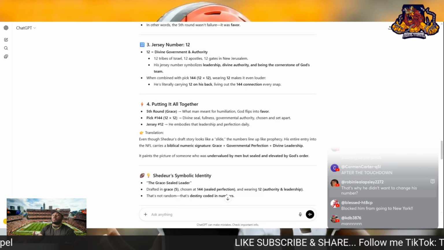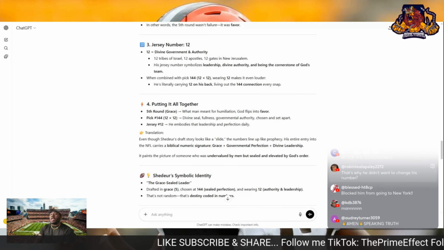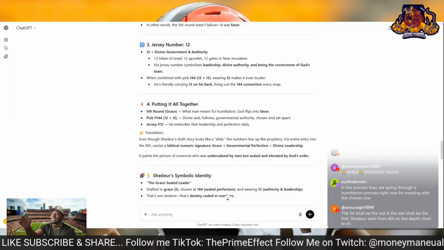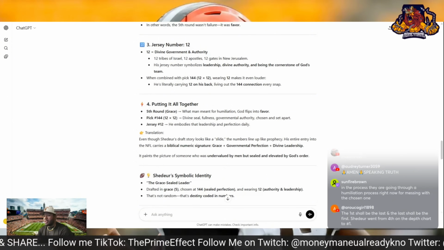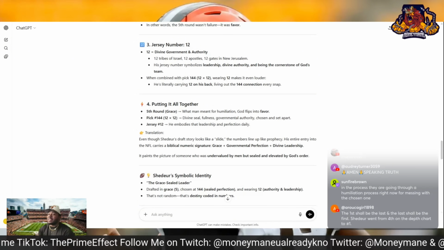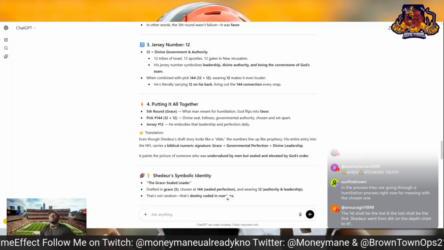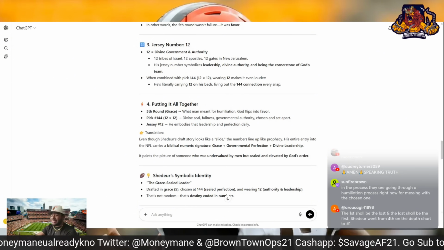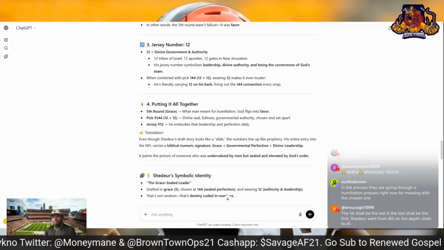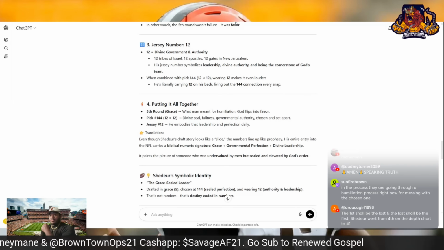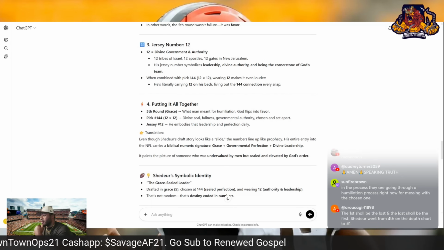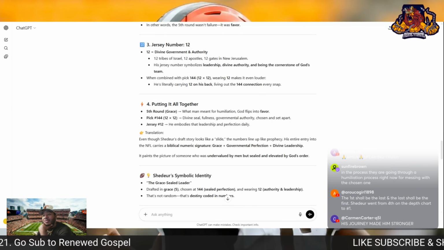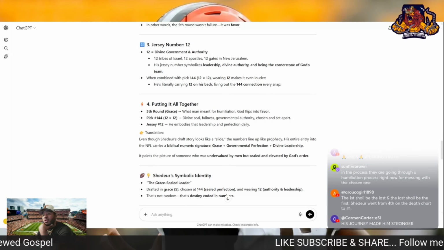Pick number 44. 12 times 12. Divine seal. Fullness, government authority. Chosen and set apart. Jersey number 12. He embodies their leadership and perfection daily. This thing hitting, ain't it? This thing hitting on every cylinder. Every point.